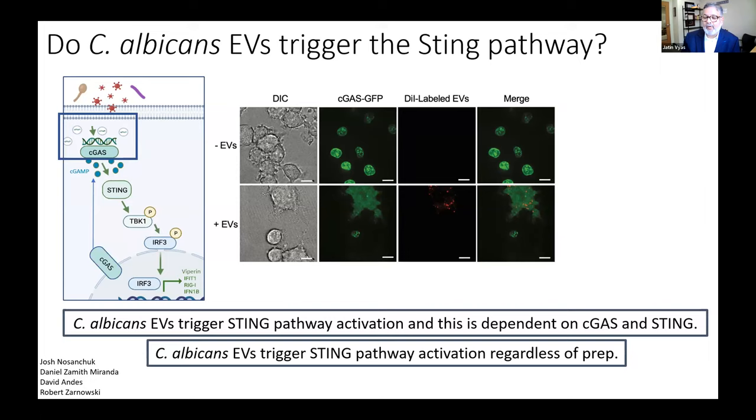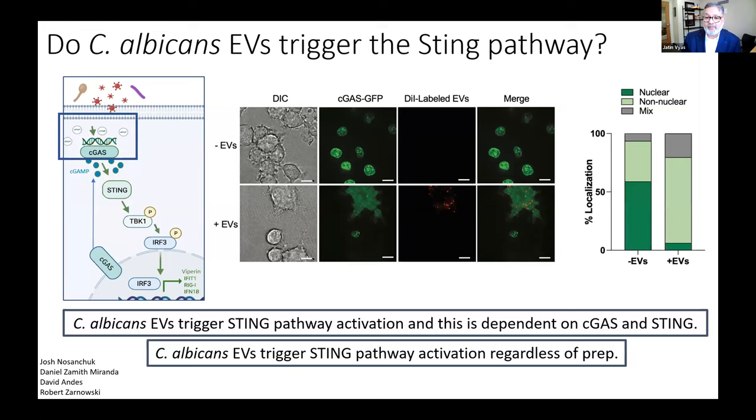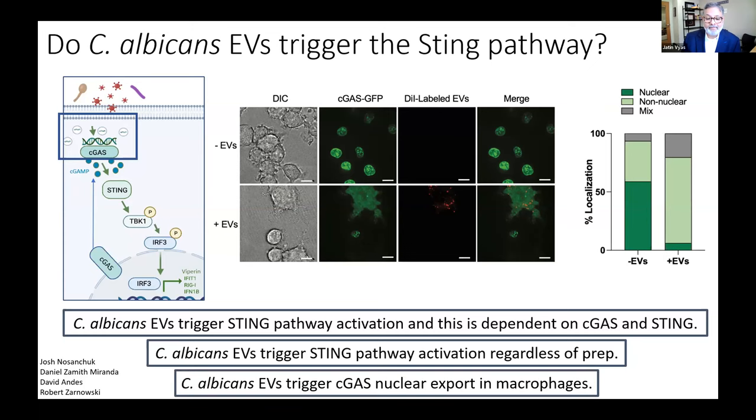it didn't take up a lot of EVs, and therefore, as a result, the cGAS is still in the nuclear range. So we do recognize that EVs are being recognized by cGAS and allowing for this translocation to occur. And she's quantitated these images as you can see towards the right.